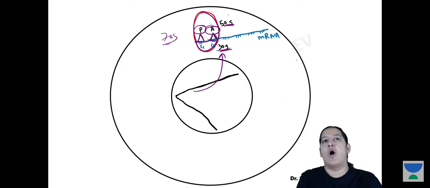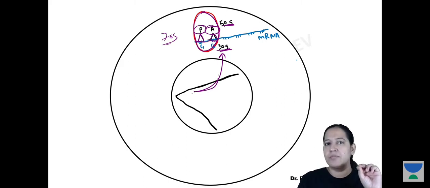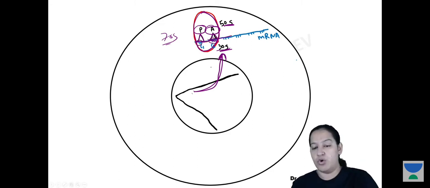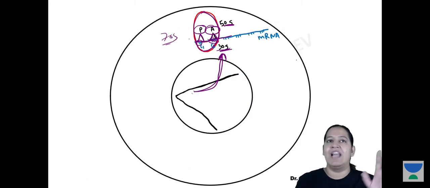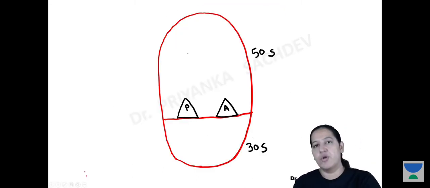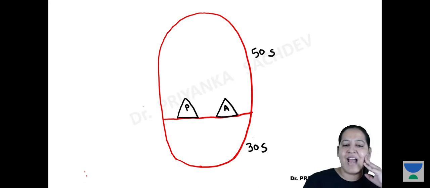Let me zoom it out. And this mRNA is going out from the nucleus into the cytoplasm and binding with the ribosome. The first codon binds with the P window, the second codon binds with the A window. You have to understand these windows in detail. Let me zoom out this ribosome and mRNA for you. So this is the ribosome. You should understand this ribosome.